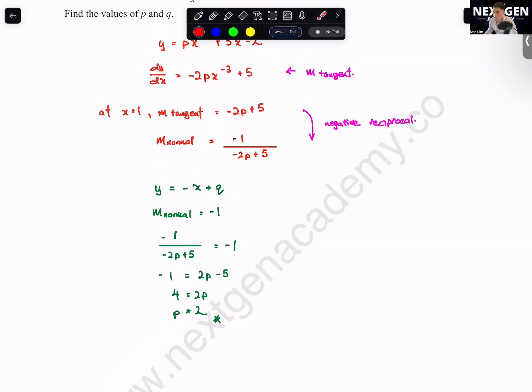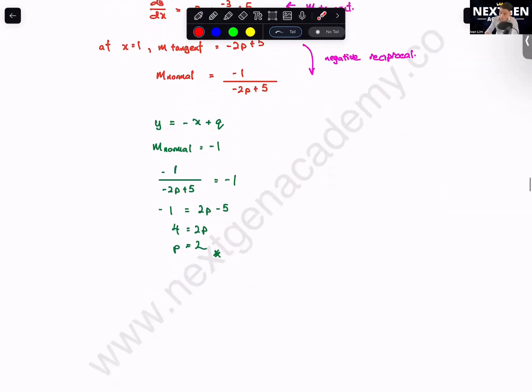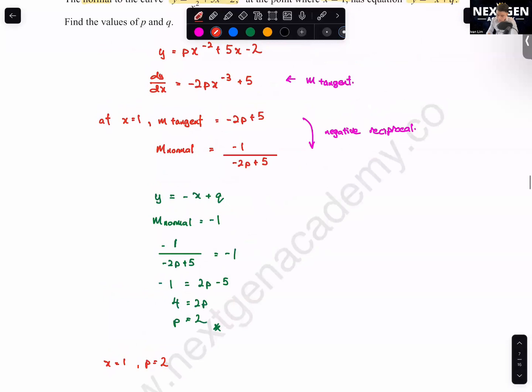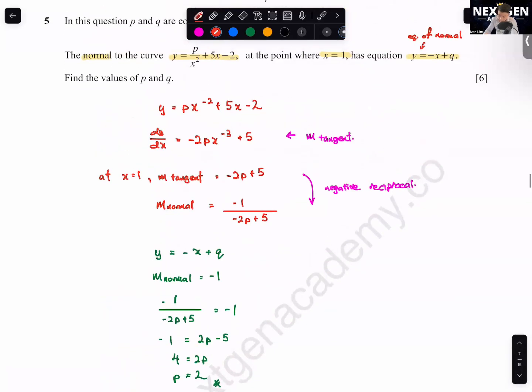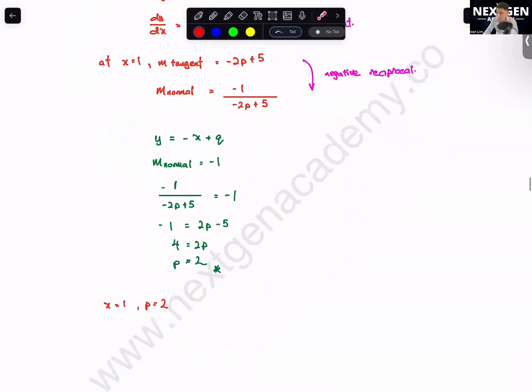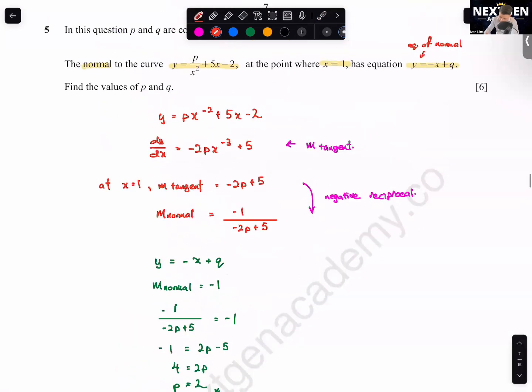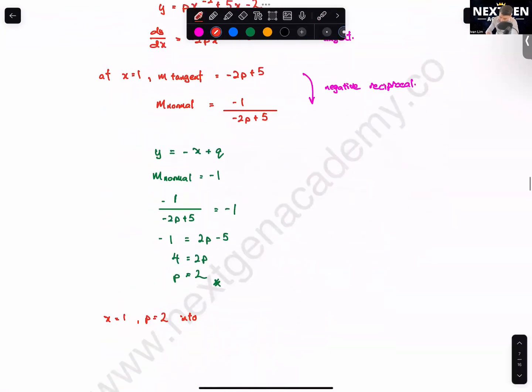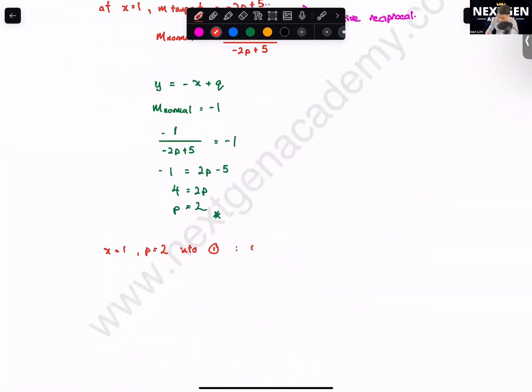Okay, how to find q? Next one. Find q, x is equals to 1, p is equals to 2. I'm going to substitute into the original equation. I want to find what my y is first. Let's call this equation 1. So here I'll get y equals to 2 over 1 squared plus 5 times 1 minus 2 equals to 5.